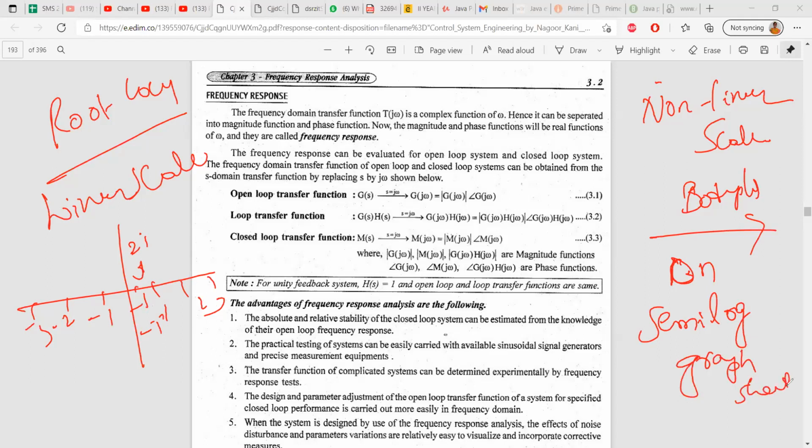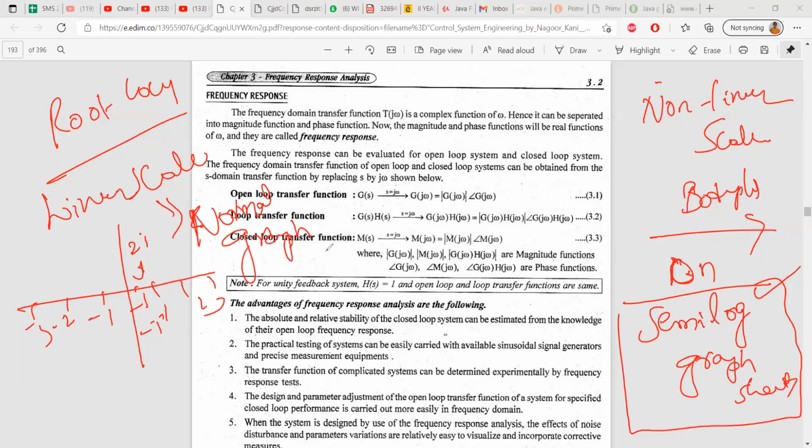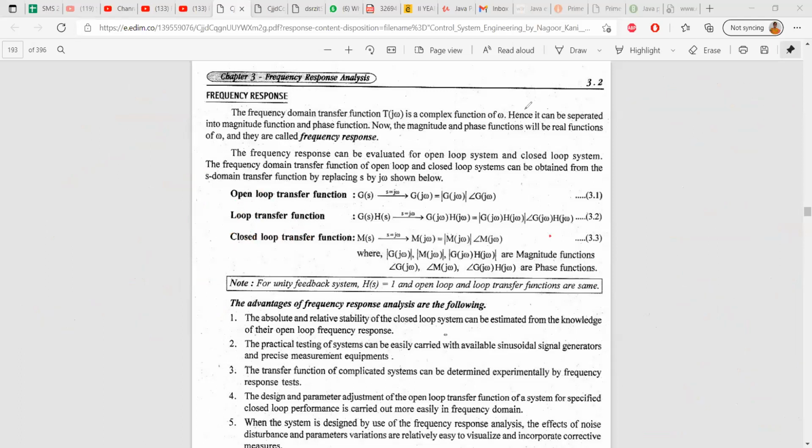I think you all are aware of this graph. In the EDC lab, you have drawn the frequency response of the CE amplifier, the common emitter amplifier, right? Using the semi-log graph sheet. And we already discussed the root locus where we used the normal graph sheet, which is on a linear scale, and this is a non-linear scale. So we have different plots.